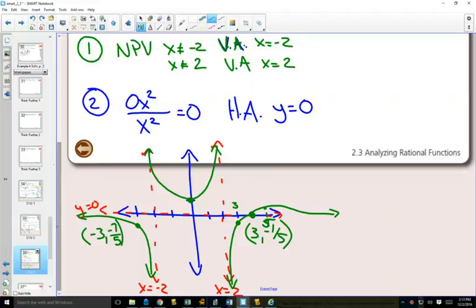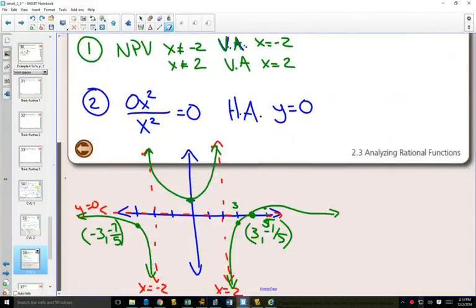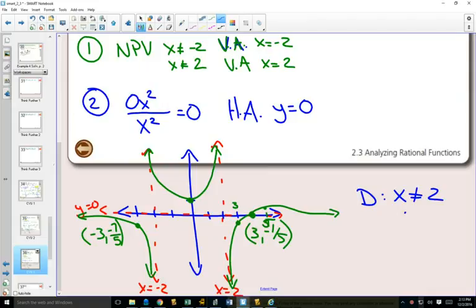All right, let's do part B. Oh, the domain. So the domain, okay. The quickest way to do the domain is say x can equal 2, x can equal negative 2, but x can equal everything else.